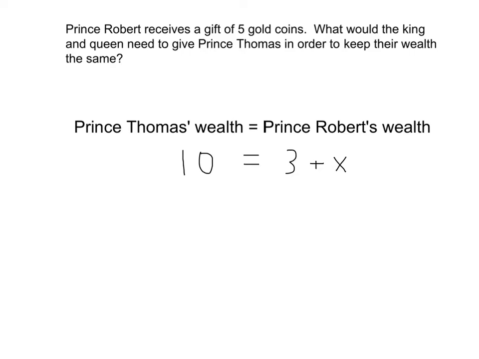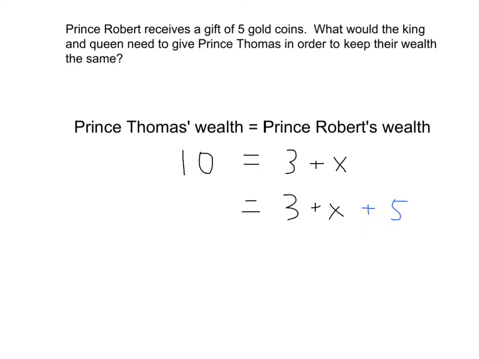What would the king and queen need to give Prince Thomas in order to keep their wealth the same? All right, so Prince Robert receives a gift of 5 gold coins. All right, let me change to black. So Prince Robert, he no longer has 3 plus x. He has 3 plus x plus 5, right? Because he just got 5 gold coins, right?